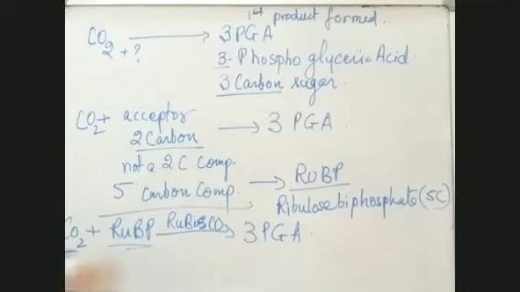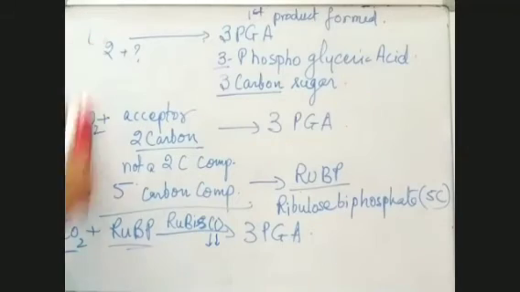Why is it carboxylase as well as oxygenase? Because it helps in both. It helps in carboxylation as well as oxygenation. That is why the name given is carboxylase oxygenase. So this was the enzyme required for the conversion of CO2 into the first product, which was PGA.